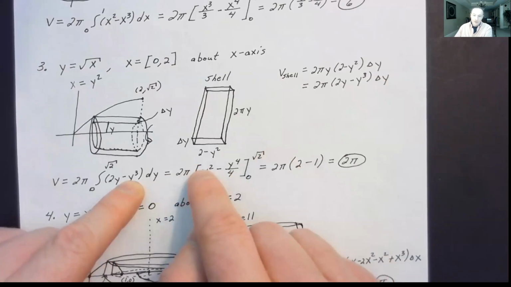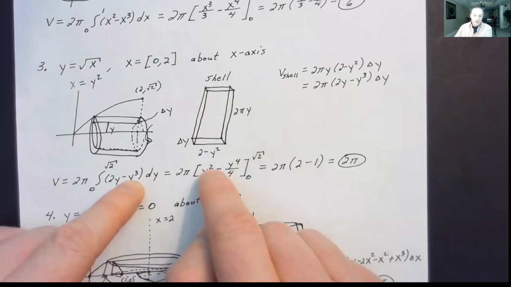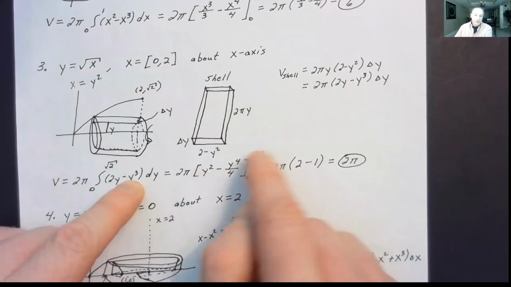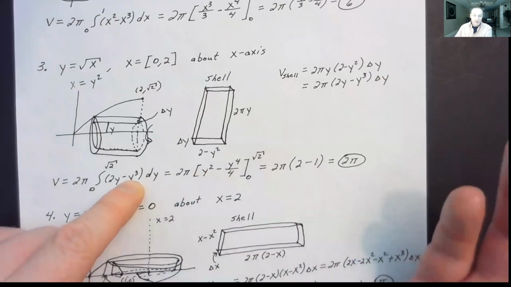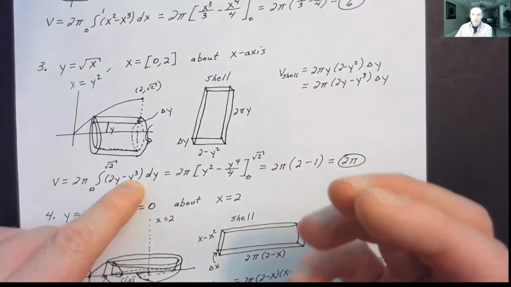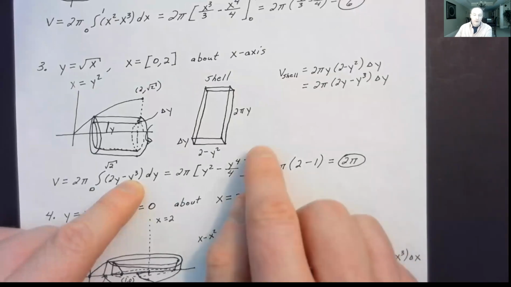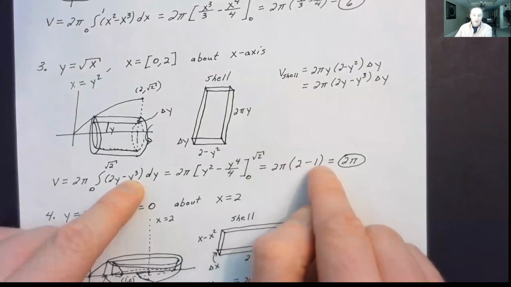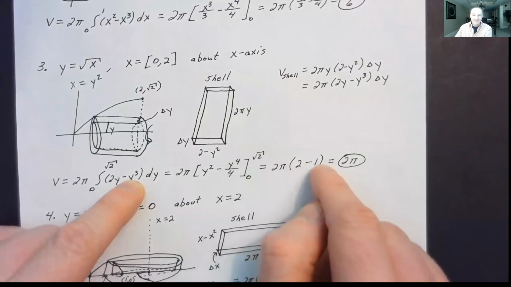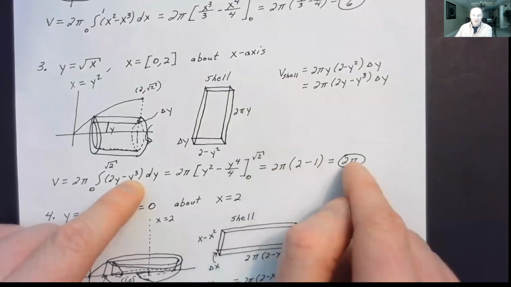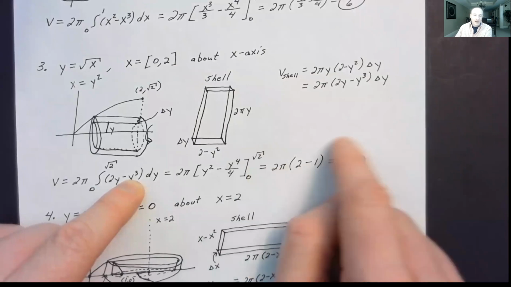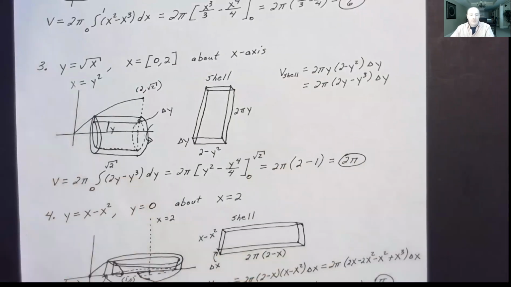When I plug it into the first term, of course, I get a 2. In the second term, I would get the root of 2 to the 4th. Well, that's going to be 2 squared, which is 4. 4 over 4 is 1. I'm getting a 2 minus 1 on the inside. It's easy to factor. We'll just get 2 pi times 1 for a total of 2 pi cubic units from that rotation. Okay, couple of others.